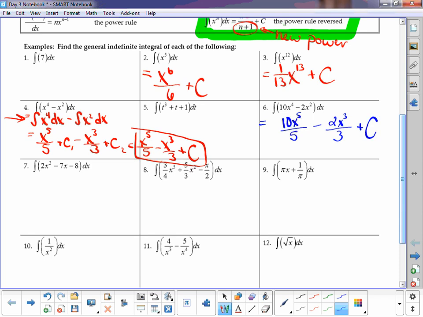Now if this is for free response, you can stop there and you're done. But we could simplify more and reduce this to be 2x to the 5th minus 2/3 x cubed plus c. Either way would be fine.